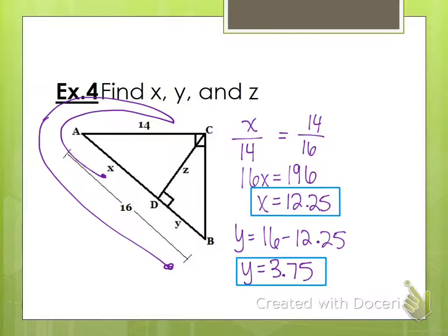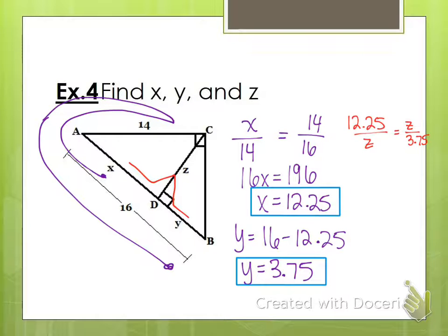So now we found x. We found y. We just need to find z, which we find using that heartbeat trick because it is an altitude. So who can tell me the proportion I would set up there? 12.25 over z equals z over 3.75.